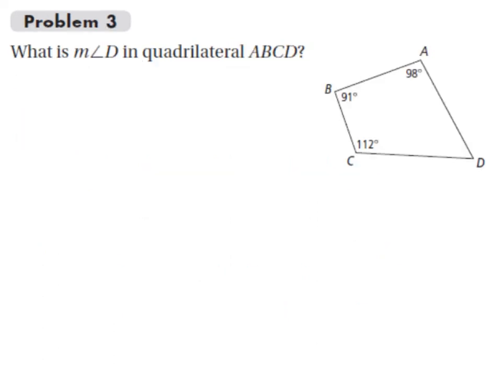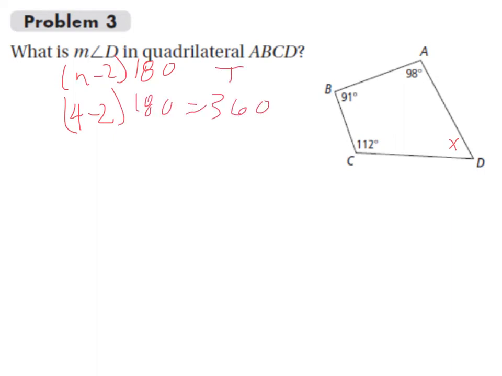So what is the measure of angle D? Well, first I'm going to label x at angle D, because personally, I always like to have a symbol for what I'm looking for. And it's a quadrilateral. A quadrilateral has 4 sides, so I'm going to use my equation, n minus 2 times 180, to figure out the total measure of a quadrilateral. So I have 4 minus 2 times 180, and that gives me 360 degrees. This is my total.